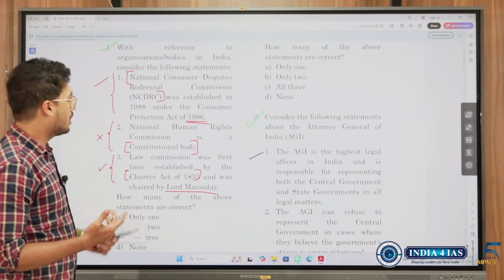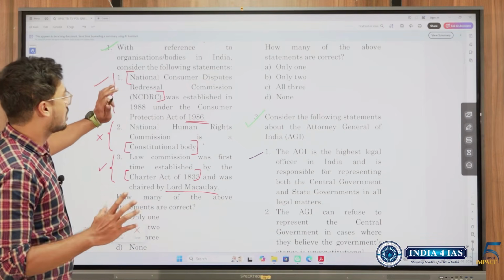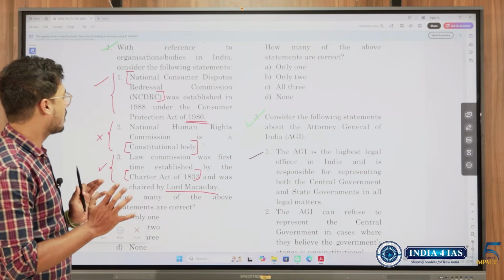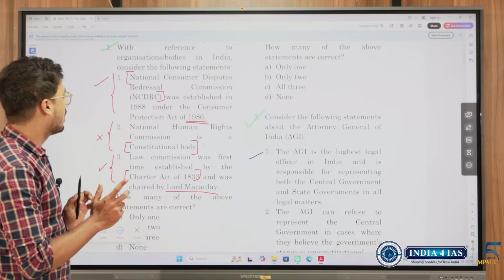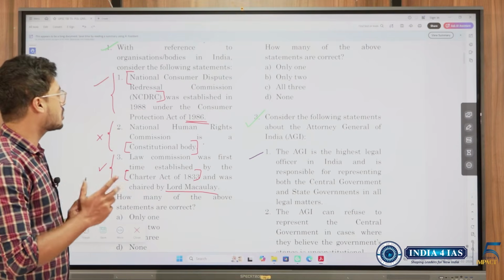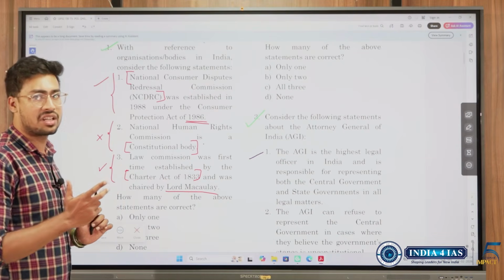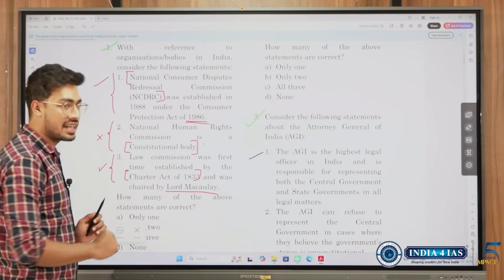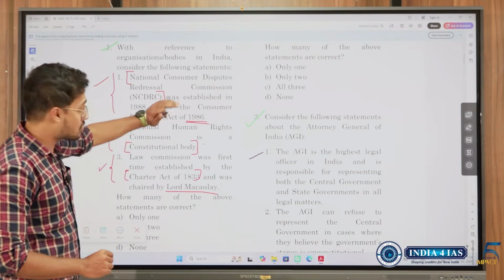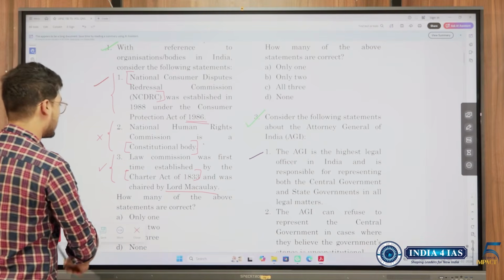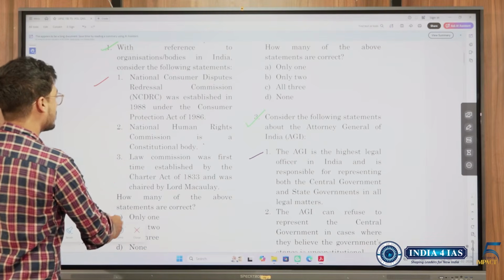Another way to think, even if you did not know about this: there is something called the Consumer Disputes Redressal Commission, which seems like an important body, and that will be established under some Consumer Protection Act itself. When it comes to the Consumer Protection Act, the most famous or the only one which we can recall is this 1986 Act. So if you had come across this act, then also you could have thought this statement to be mostly correct. You could have thought that way too. Let us go to the second question.